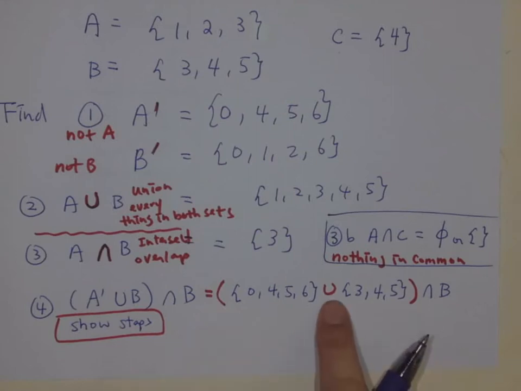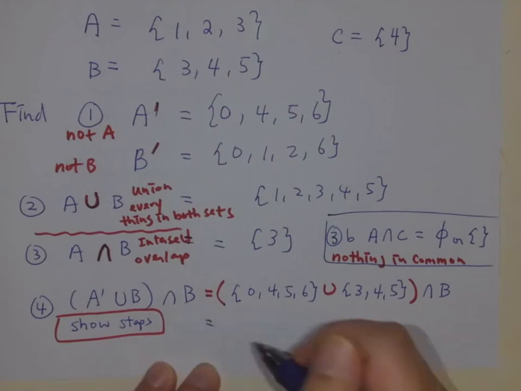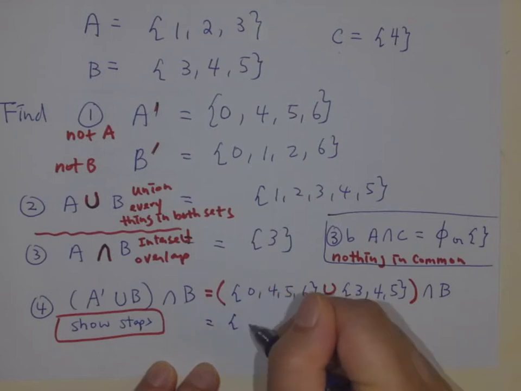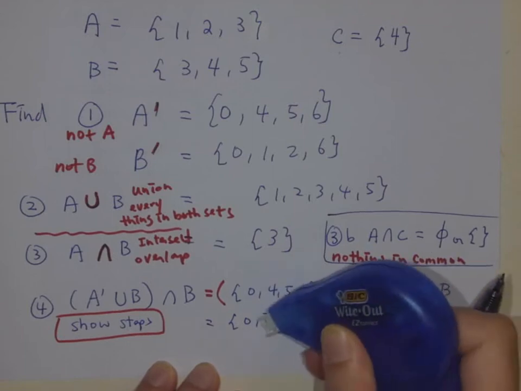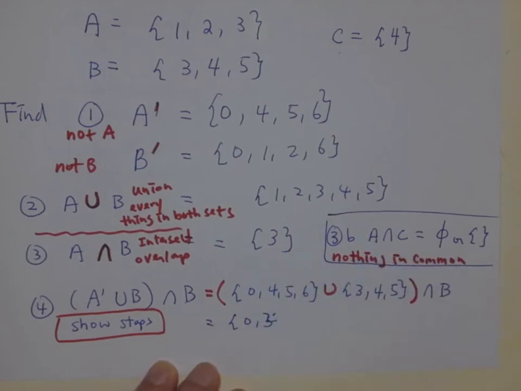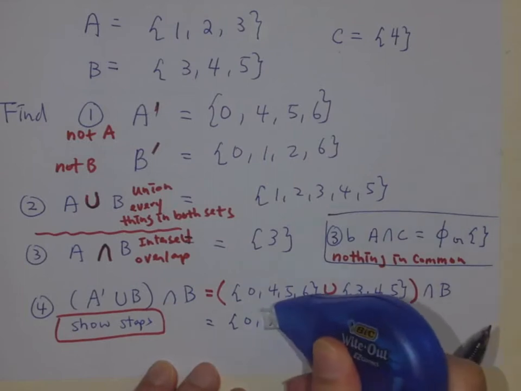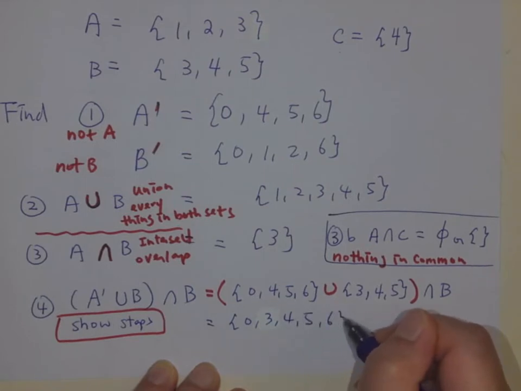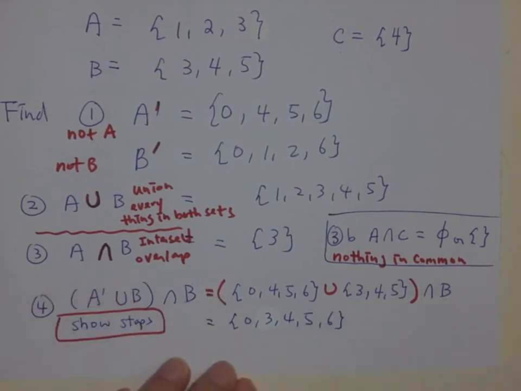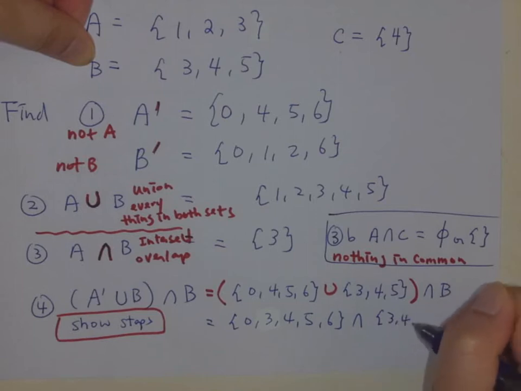So union means I want to combine both of them, so I'm gonna have 0, 3, 4, 5, and 6, right? So that includes both of these. And then intersecting my B, where is B? B is 3, 4, 5.